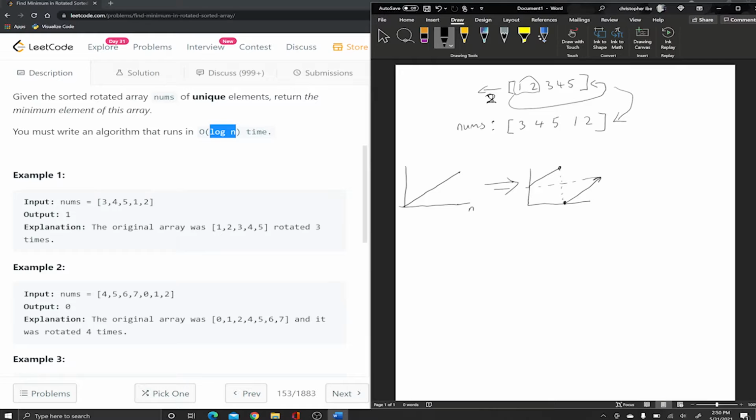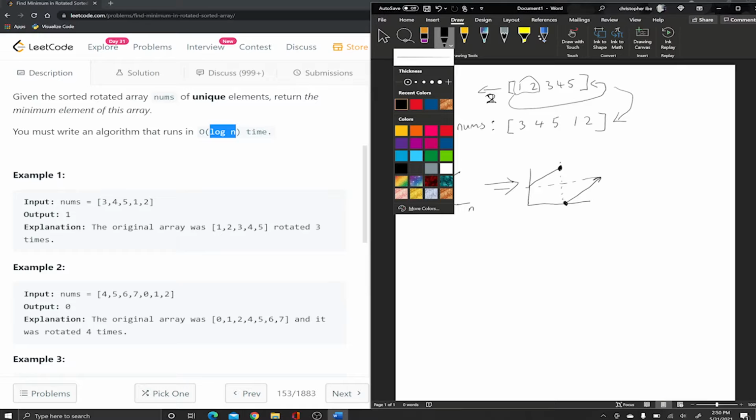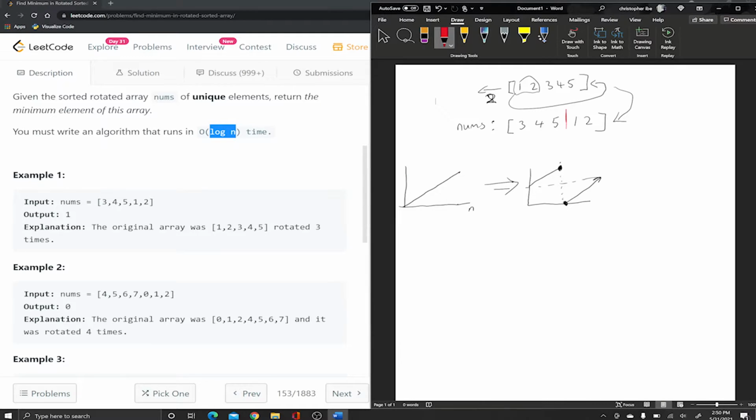Okay, so from this graph we realize there's a point where it's high and then it suddenly drops low at the next index. So that is what this problem is asking us. This problem is asking us to find that point where that happens, which in this case is right here, between 5 and 1. But how do we find it? How do we get to that point?